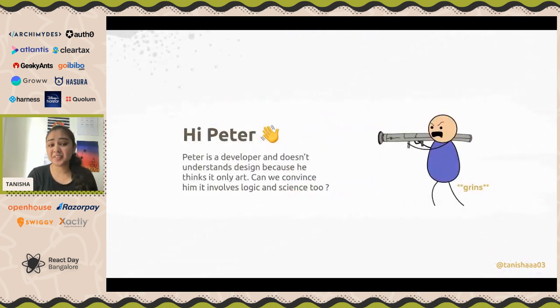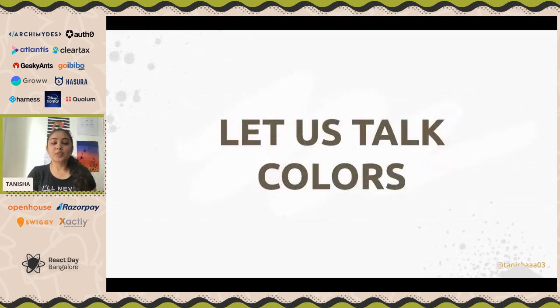Meet Peter. Peter is a developer who does not really understand design because he thinks it's just another form of art which requires very aesthetic sense and it's very intuitive. However, when I tried to convince Peter that this is not exactly the case and that design does involve logic and science, he seemed a little bit angry. So I thought, why not take up the next 10 minutes in trying to convince Peter that design does have reasoning and it does involve logic. So, for starters, let us talk colors.